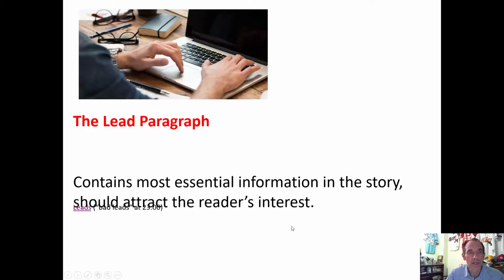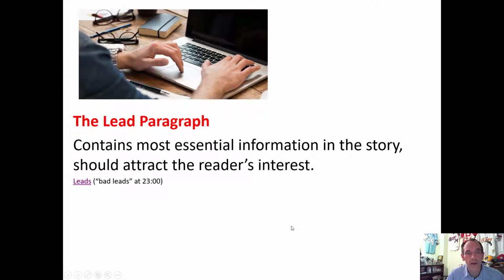All right, let's continue on with more information here about media writing and basic media writing in a reporting kind of context. The lead contains the most essential information in the story and should attract the reader's interest as well. Ideally, we get the reader interested in the story because we give the reader the most important facts of the story first, and then the reader will continue to consume the story.